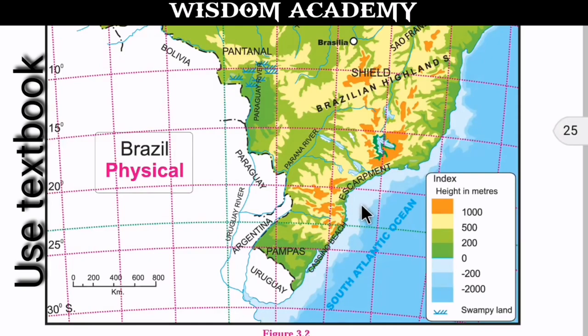Though it occupies a very small area, the nature of its slope and the effect it is having on the climate of Brazil make it a very separate physiographic division. See, if the height is more here, there is a mountain here, and monsoon winds are coming from this side. This orange region is a mountain, its height is 1000 meters.